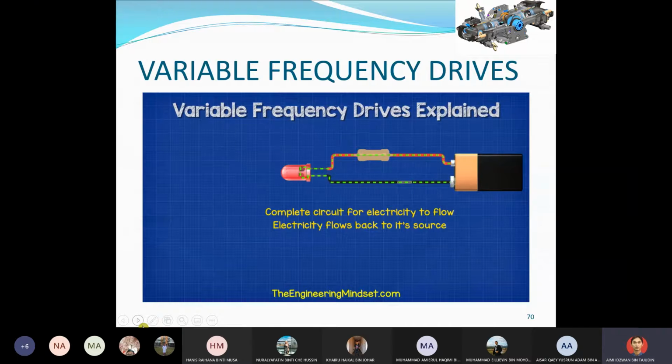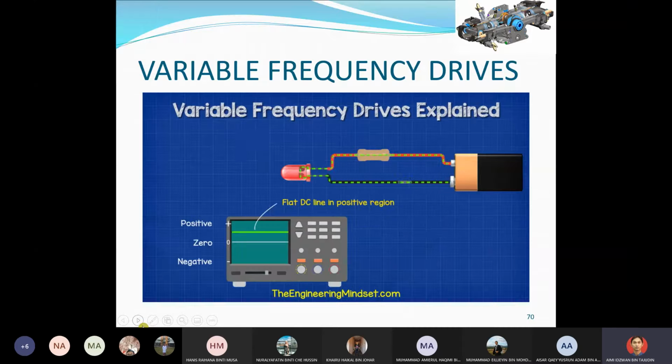For electricity to flow, we need to complete the circuit. The electricity will then always try to get back to its source. When we use an oscilloscope to look at the electrical waveform of DC, we get this flat line at the maximum voltage in the positive region. If we cut the power, the line drops to zero. If we turn it on and off repeatedly, then we get a square wave pattern between 0 and maximum. If we pulse the switch to open and close over different lengths of time, then we would get a pulsating pattern.